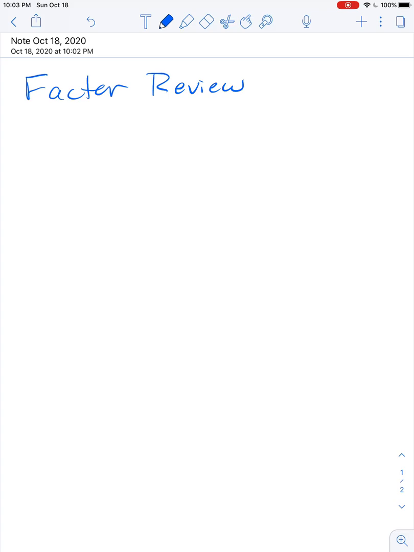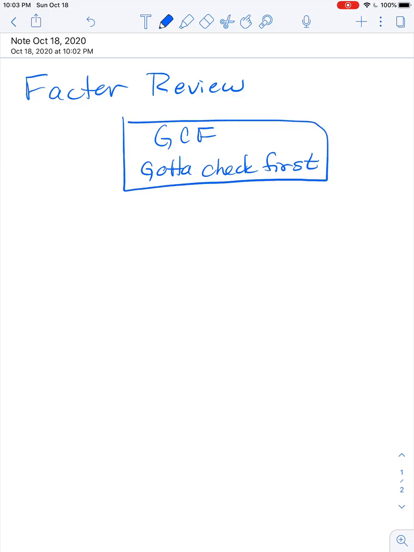So the first thing that you always want to check for is the GCF. I call it the gotta check first. And what that's going to really mean is your greatest common factor. So if that's something that you can pull out of a problem, because every single number in there has a value that can be taken out, then you do that first. Once you've done that, you're going to be looking at whether it has 2 terms, 3 terms, or 4 terms.